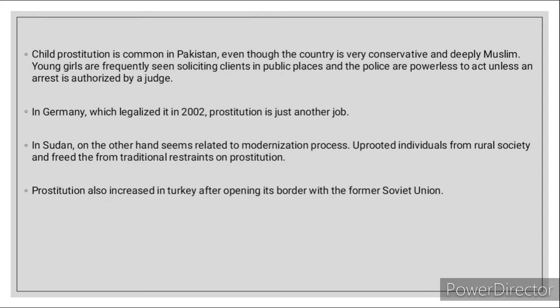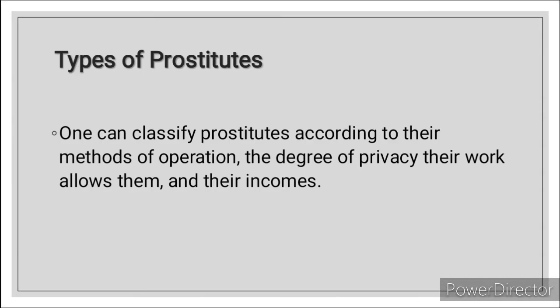In Germany, which legalized it in 2002, prostitution is just another job. In Sudan, on the other hand, prostitution seems related to the modernization process, which uprooted individuals from rural society and freed them from traditional restraints on prostitution. Prostitution also increased in Turkey after it opened its border with the former Soviet Union.